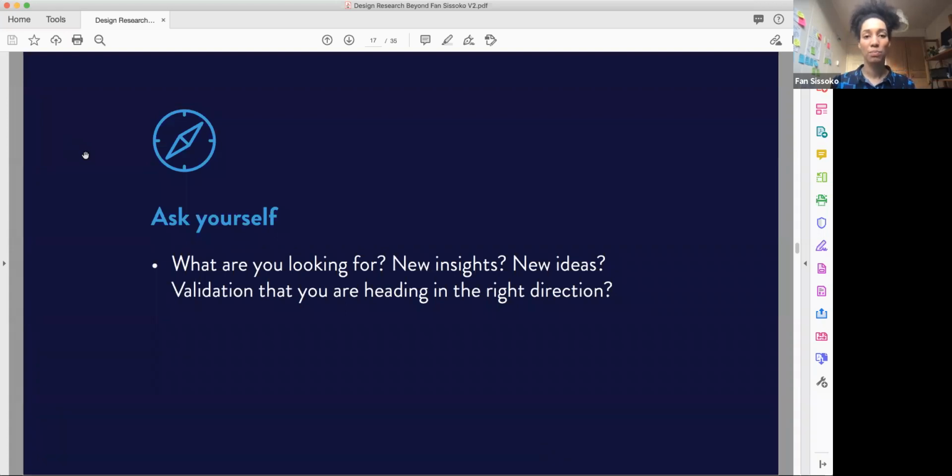Okay, so before we move on, I have a few more questions for you, which is, what are you actually looking for with research? Are you looking for new insights? Are you looking for new ideas? Or are you looking for just validation that you're heading in the right direction? And I'm asking that because, of course, based on what it is that you need, you will choose different research methods.